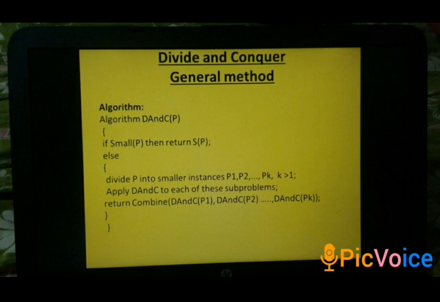So the algorithm divide and conquer: P is the problem. If the problem is very small, Small(P), then directly return the solution. Else, divide the problem into smaller subproblems P1, P2, etc., up to Pk, apply the same divide and conquer strategy to each of these subproblems, and then finally combine the solutions of subproblem 1, subproblem 2, subproblem 3, etc., up to subproblem k. Finally combine and get the final solution.